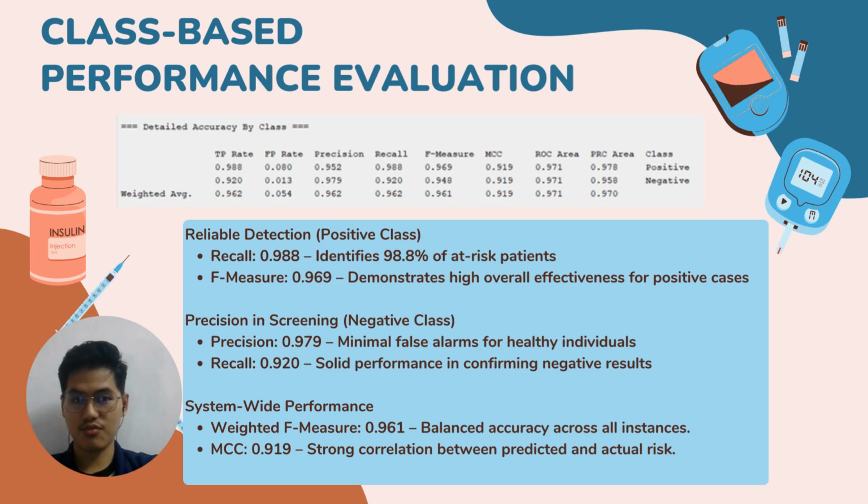Now, for class-based performance evaluation, our model shows exceptional reliability for both risk groups. For the positive class, we achieve a recall of 0.988, meaning we capture nearly every at-risk patient. In the negative class, a precision of 0.979 ensures that healthy individuals are rarely misclassified. Overall, the weighted F-measure of 0.961 and MCC of 0.919, which you can see in the summary table, prove that the system is highly effective at discriminating between these two critical groups with very high confidence.